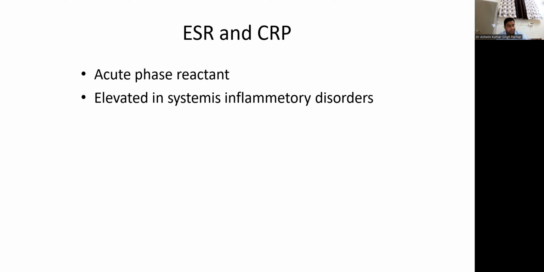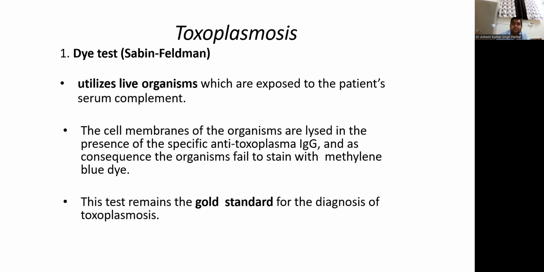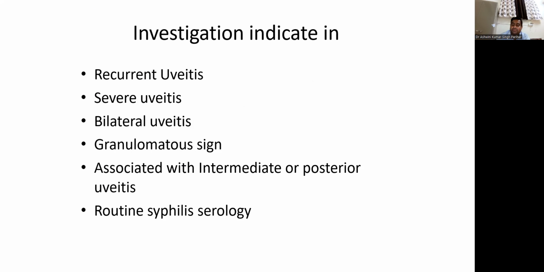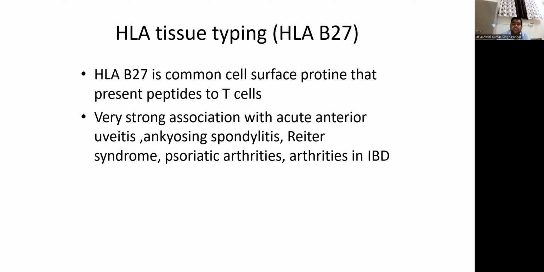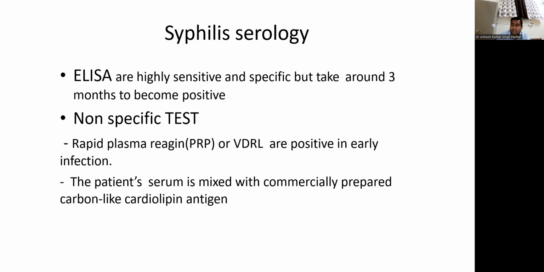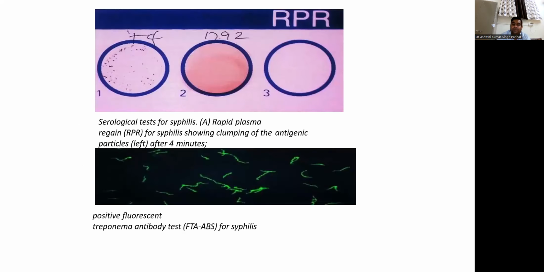So these are the tests for the particular conditions which we have discussed till now. These are the indications, different conditions: HLA typing for ankylosing spondylitis, psoriatic arthritis, inflammatory bowel disease. Syphilis serology: invariably, we should do first the most important test, the highly sensitive and specific ELISA. If not possible, RPR and VDRL are early tests to be done, and this is the Treponema pallidum FTA antibody test, which shows how the Treponema looks, and the serological test which shows the clumping of antigenic particles.